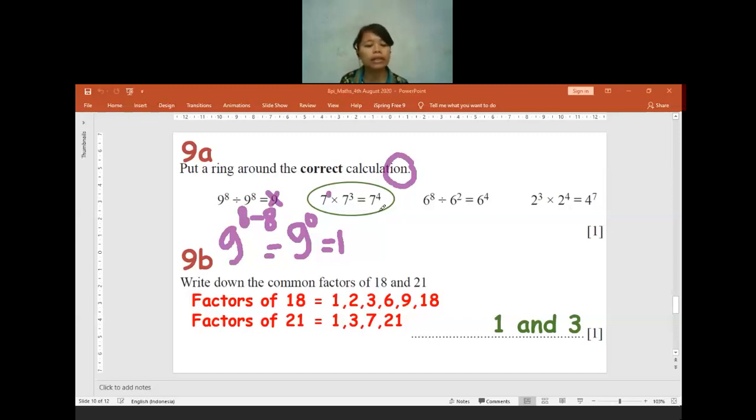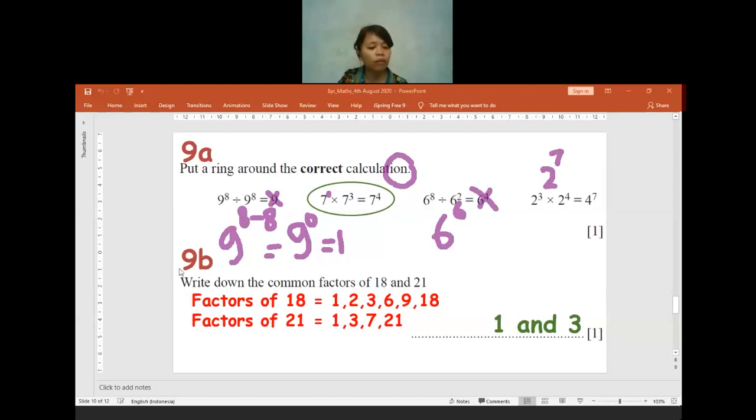Now for the third calculation, 6 to the power of 8 divided by 6 to the power of 2. It is division, so we will just directly subtract the power. 8 minus 2 equals 6. So the correct answer for the third calculation is supposed to be 6 to the power of 6. For the last calculation, we have 2 to the power of 3 times 2 to the power of 4. We will add the power, but the number we will not multiply. So it's supposed to be 2 to the power of 7, not 4 to the power of 7.